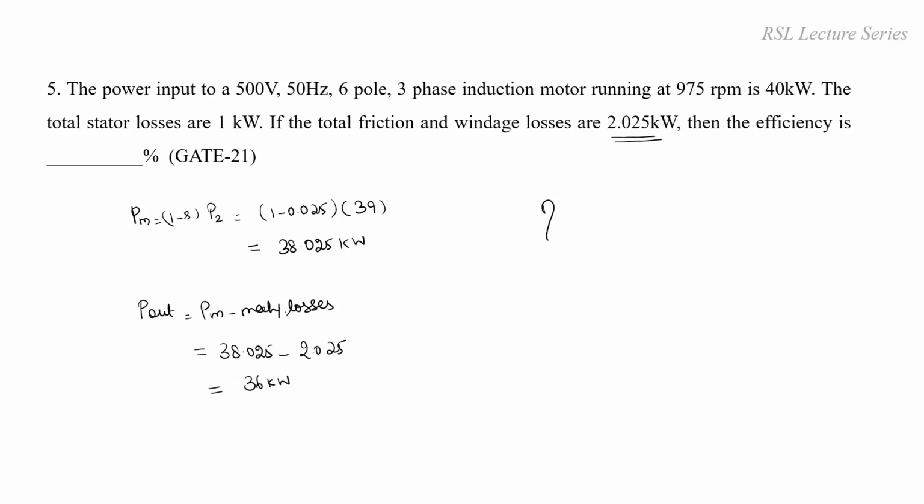Now the efficiency is power output by power input. Power output is 36, power input is 40. Multiplied by 100, we will get 90%. So this is the answer.